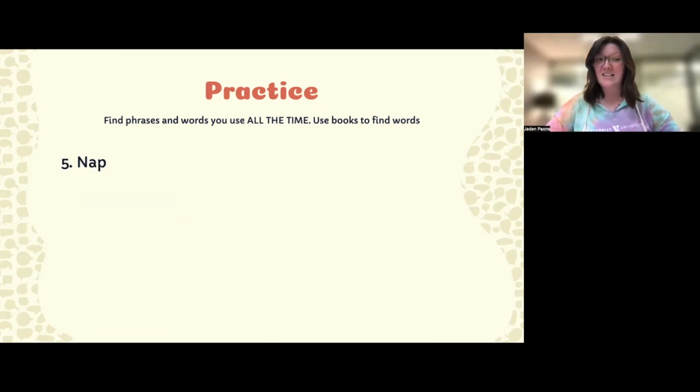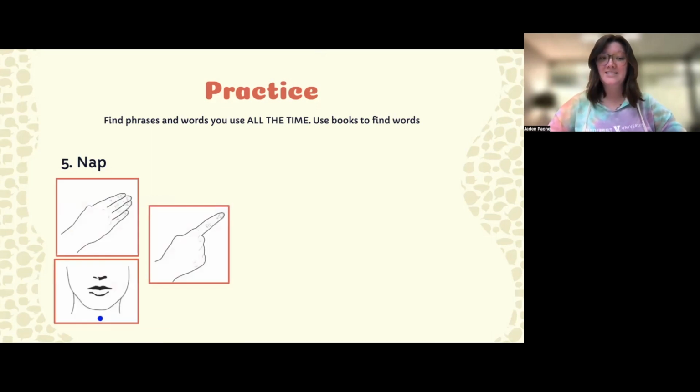All right, for our very last word, we're going to be doing nap. So again, that first consonant and that first vowel go together in our sound na, and then we're ending with p. So what that looks like is this hand shape right on our throat, and we have nap, na, nap.